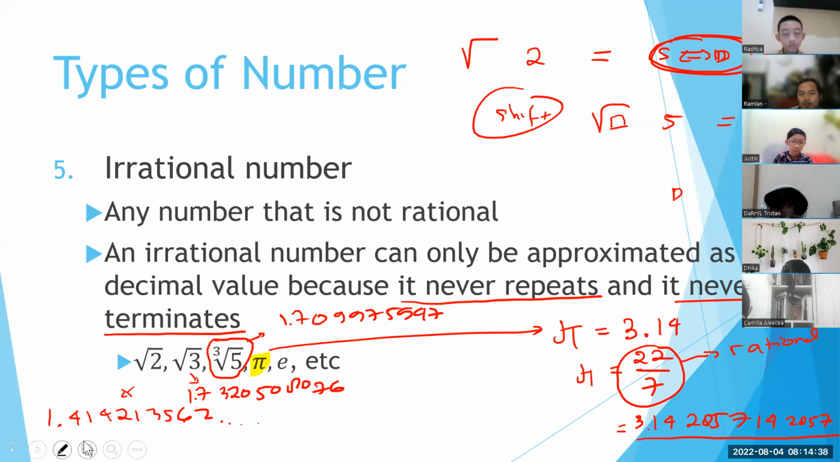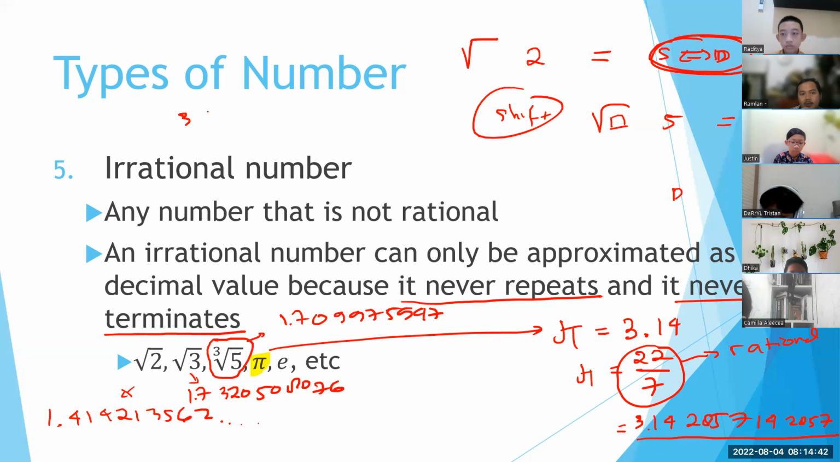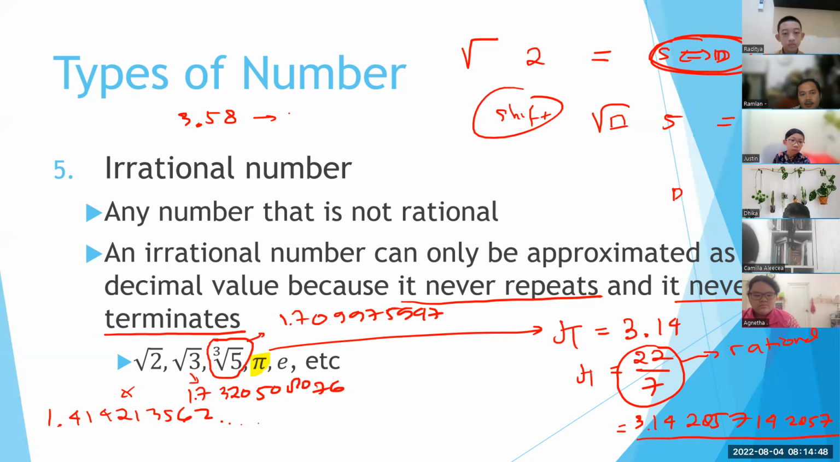Remember, if we want to round numbers, for example 3.58, and I want to round this to one decimal place, what will it be? It'll be 3.6, right? That's why your calculator says 143, not 142857, because it doesn't have any more digits. But my calculator still says 3.142857.